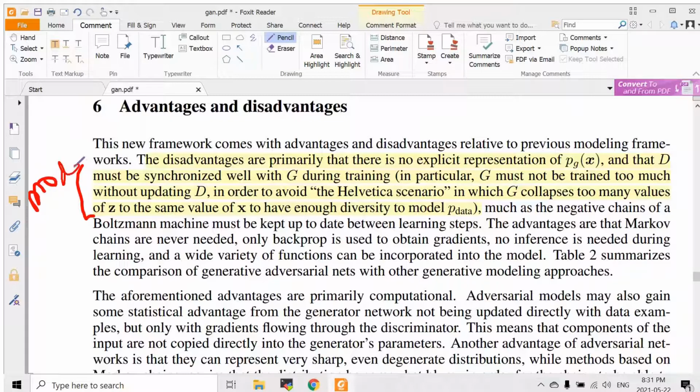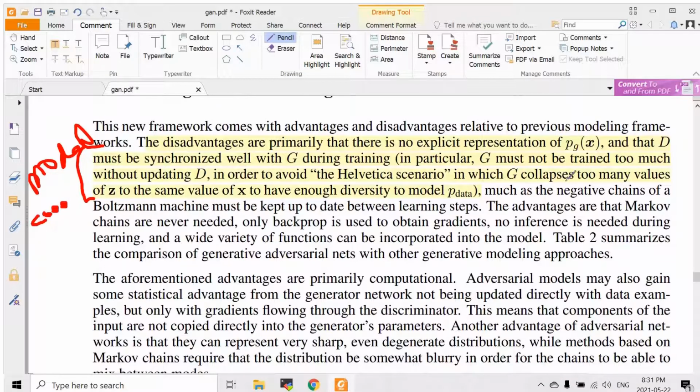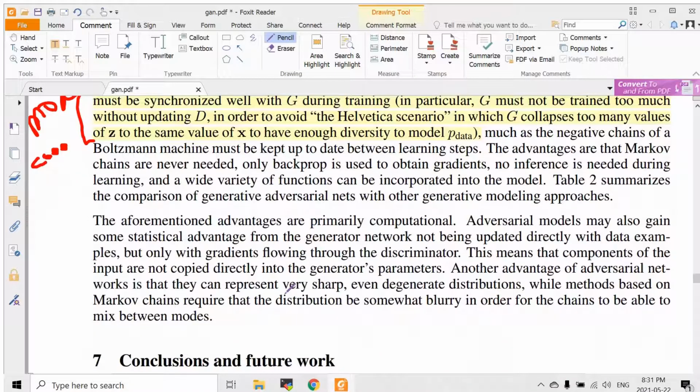MODAL. Guys, excuse my writing, but you get it. You know how collapse is spelled, right? So it collapses too many values to the same one. So basically, we want to avoid that.